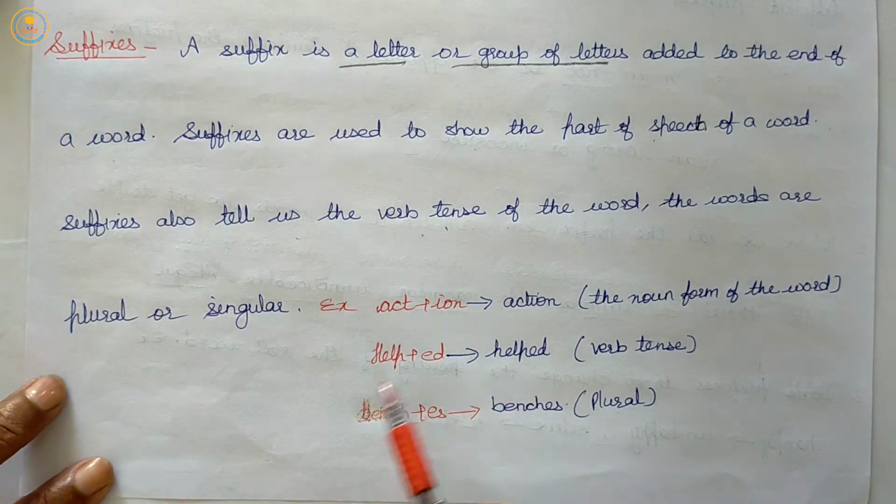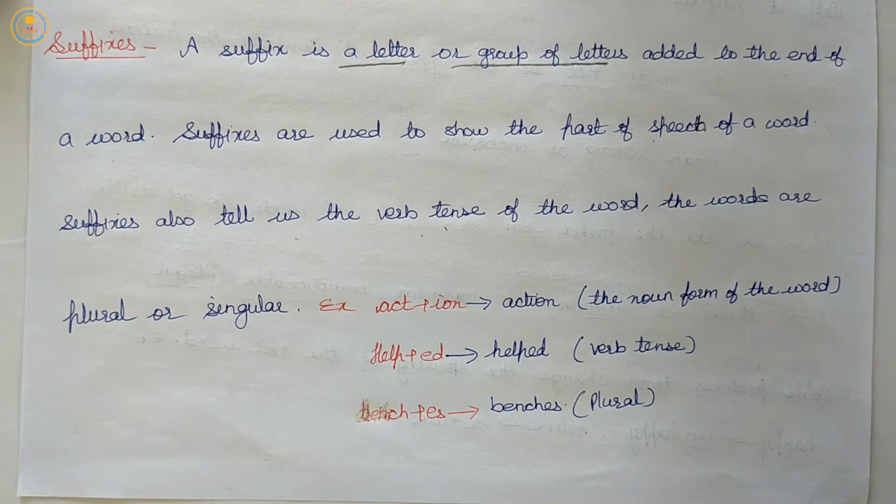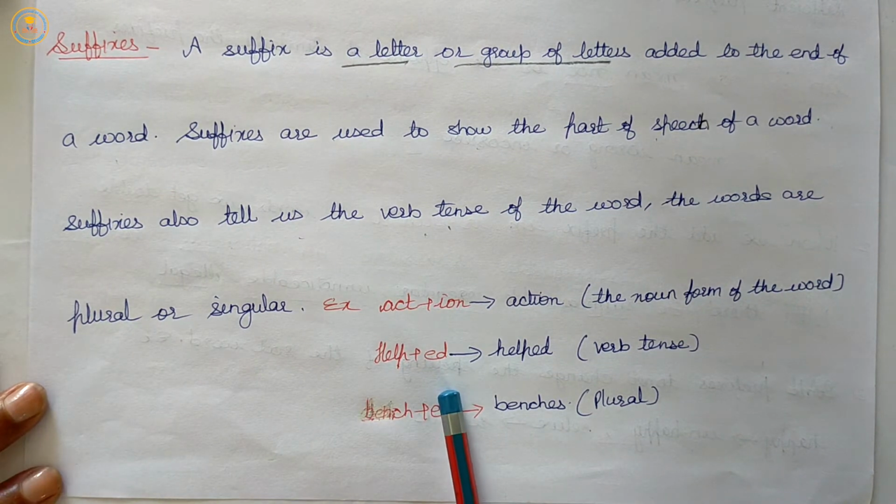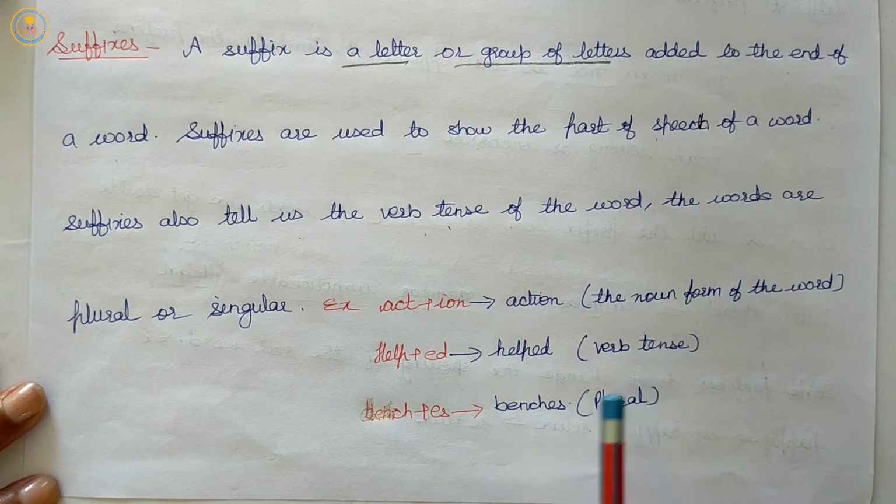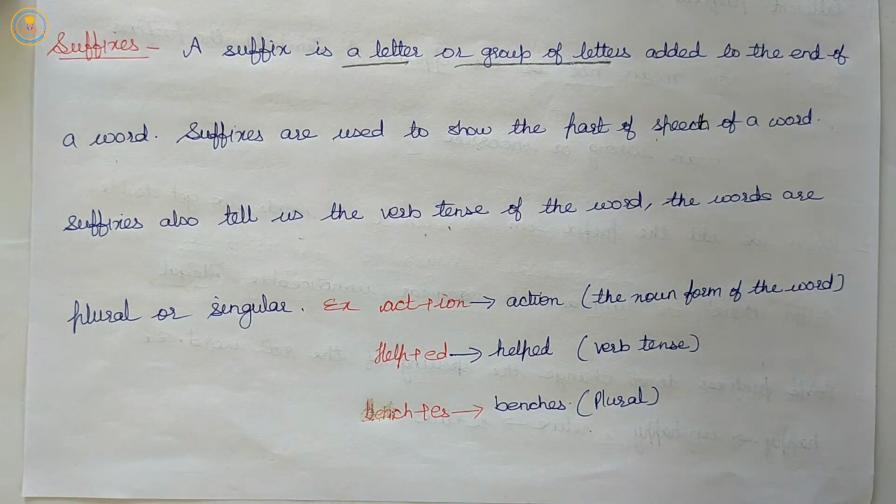Here, first, act plus ion becomes action, the noun form of the verb. Next, help plus ed becomes helped, showing verb tense. Bench plus es is benches. So we can easily say that the suffixes we add give us words related to the verb tense of a word, or plural or singular. A suffix is a letter or group of letters added to the end of a word.